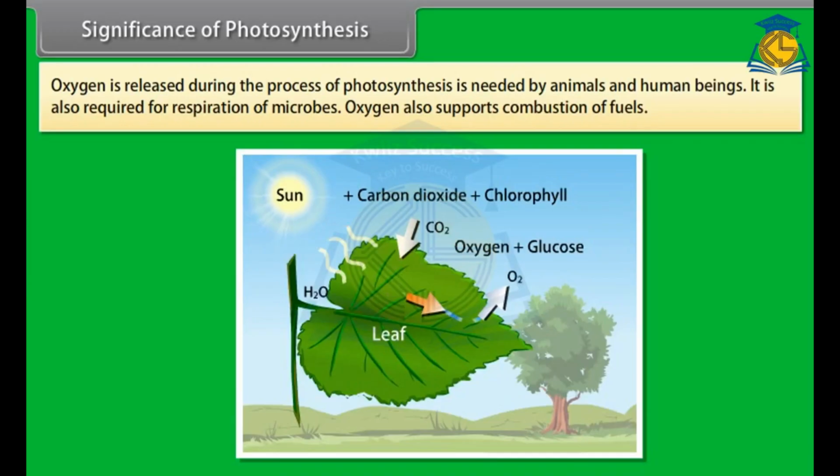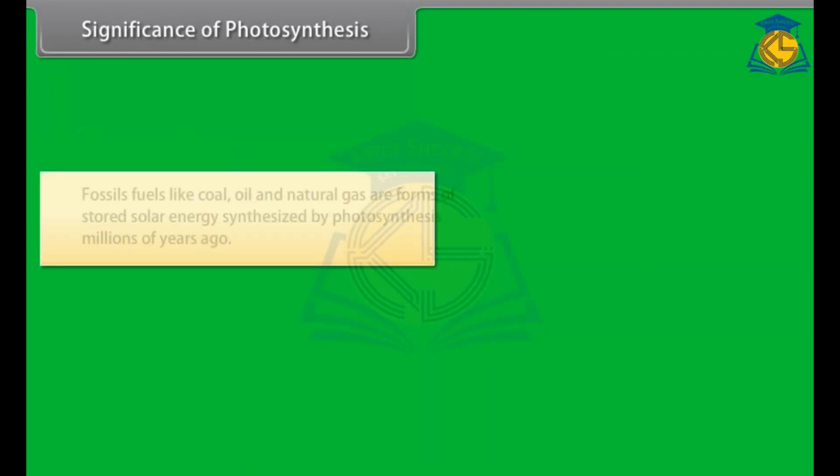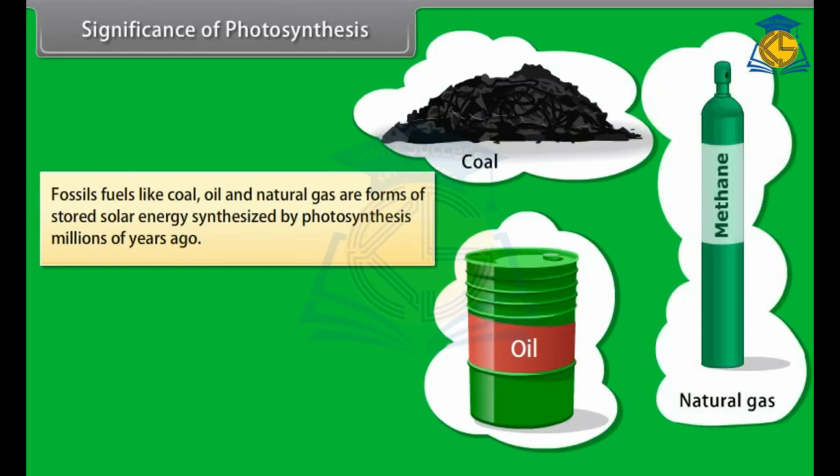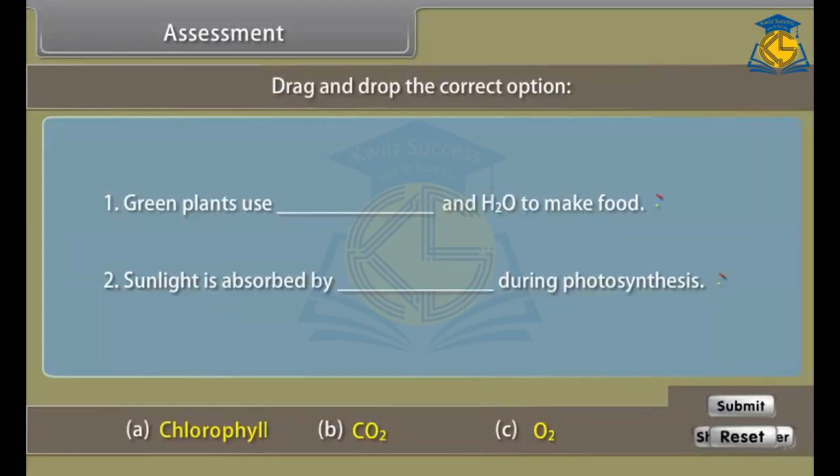Oxygen is released during the process of photosynthesis, and is needed by animals and human beings. It is also required for respiration of microbes. Oxygen also supports combustion of fuels. Fossil fuels like coal, oil, and natural gas are forms of stored solar energy synthesized by photosynthesis millions of years ago. Assessment. Before proceeding further, let us know how much you have learned.